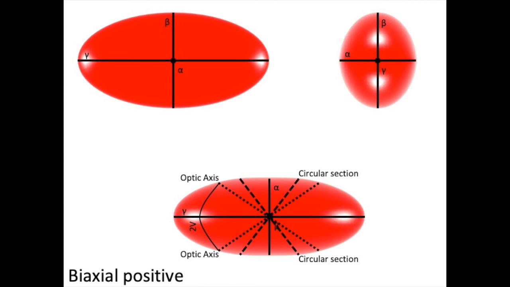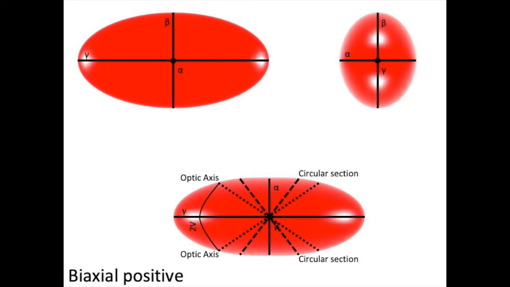Another way to think about this is whether our refractive index beta is closer to alpha or gamma. If beta is closer to alpha, then our sample will be biaxial positive. If beta is closer to gamma, then our sample will be biaxial negative.